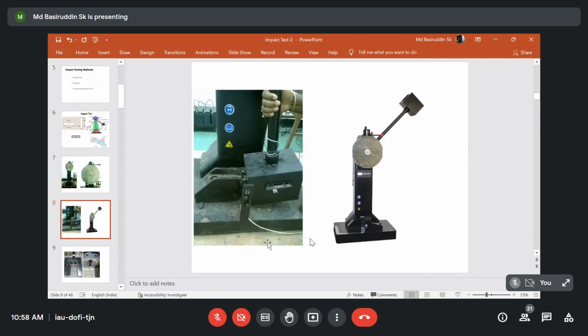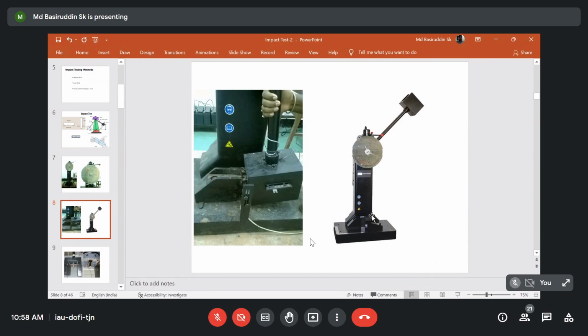So this is the schematic, where I generally show how we can put the hammer, or how we can maintain the H1 height. If you maintain the H1 height, you will find that at the time of striking, the hammer is achieving a velocity of near about 5.2 meters per second. At that velocity, the hammer strikes the material, and it leads to the failure of the material.